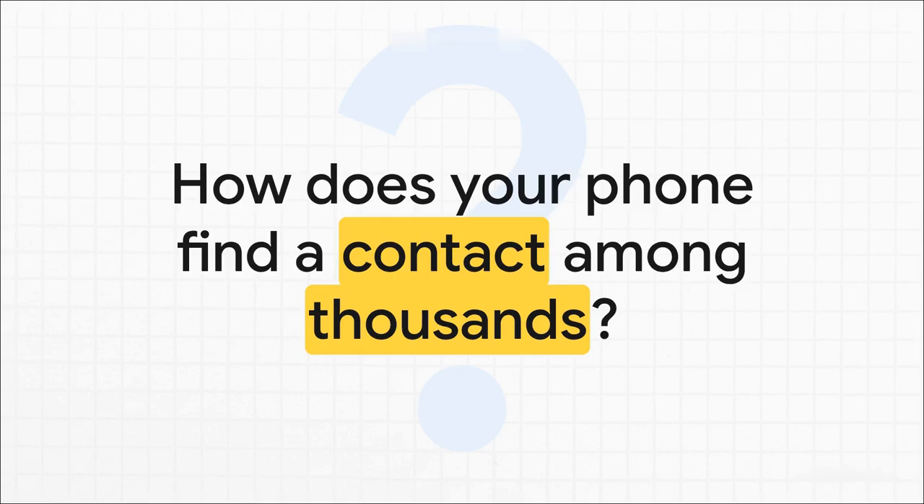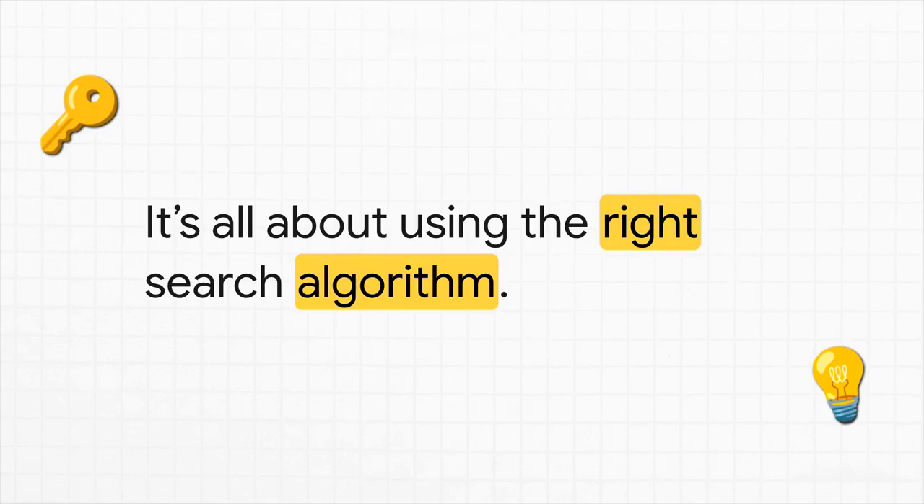Well, it's not magic, but it's close. It's a really, really clever algorithm at work. And that's exactly what we're going to explore today. We're going to look at two of the most important methods for finding data: the simple, kind of brute force approach, and the super strategic, lightning fast one.